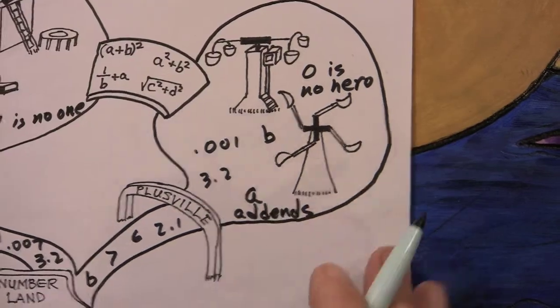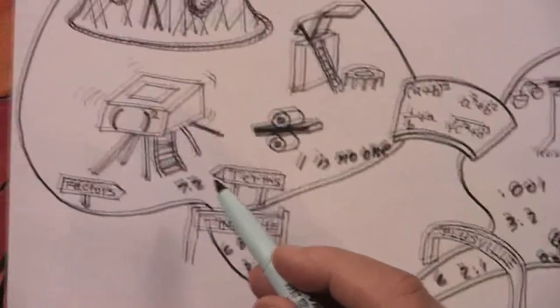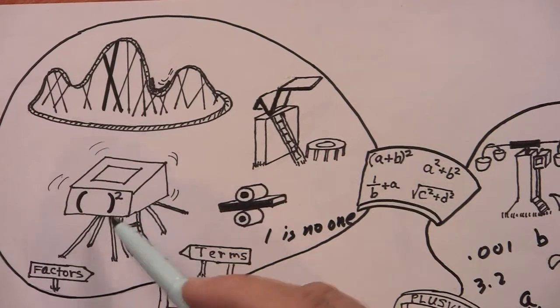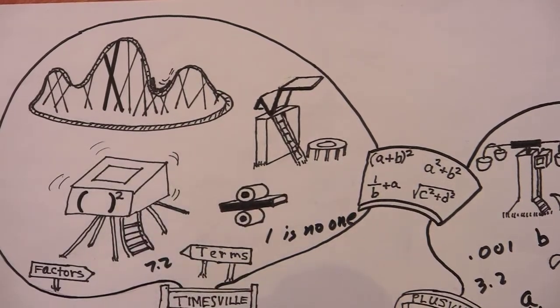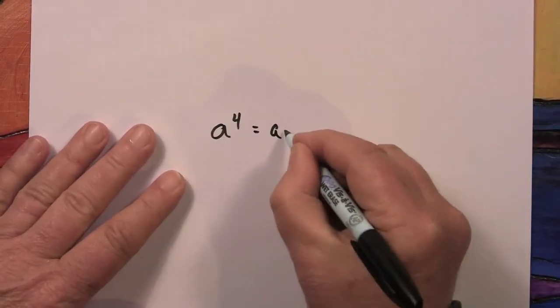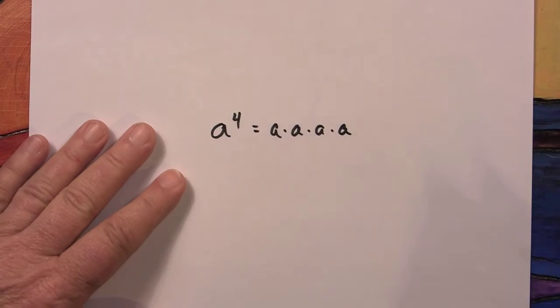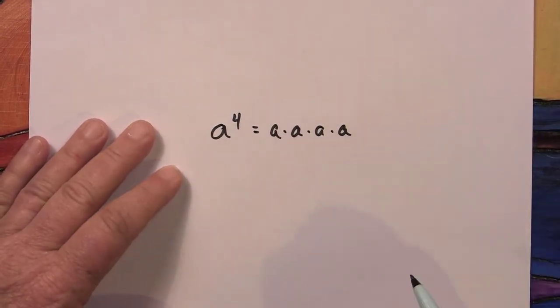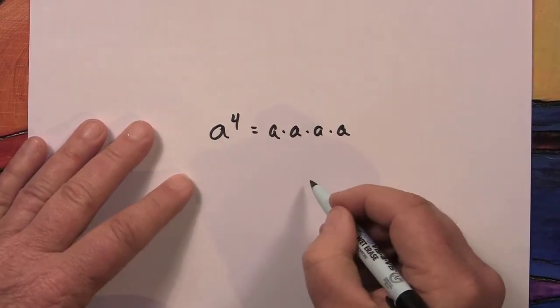Now remember, the main topic today is powers. That is, we're over here in Timesville. We're going to look at these powers in great detail. Let's talk about powers. You've learned that a to the fourth equals a times a times a times a. And this is a fairly well-known idea. Look at it in a little more detail.